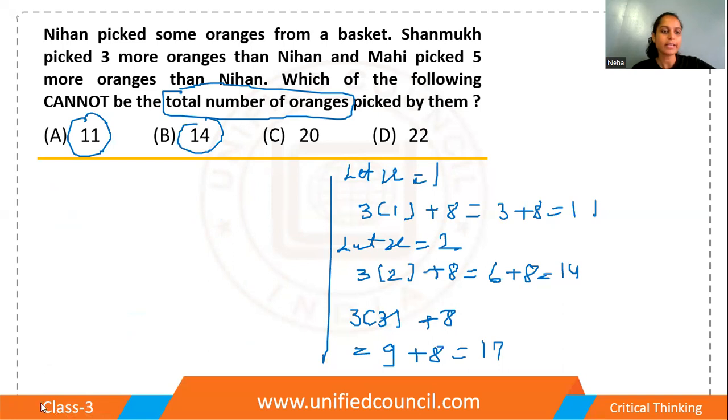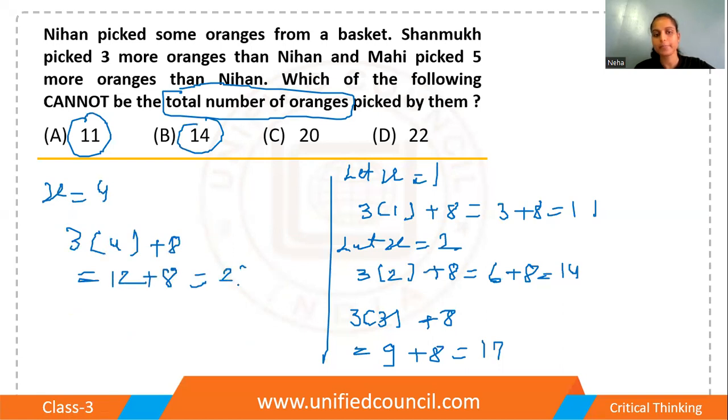Okay. So let's suppose X is equal to 4. Then this becomes 3 into 4 plus 8. This is 12. 12 plus 8 is equal to 20. So 20 can be the answer.